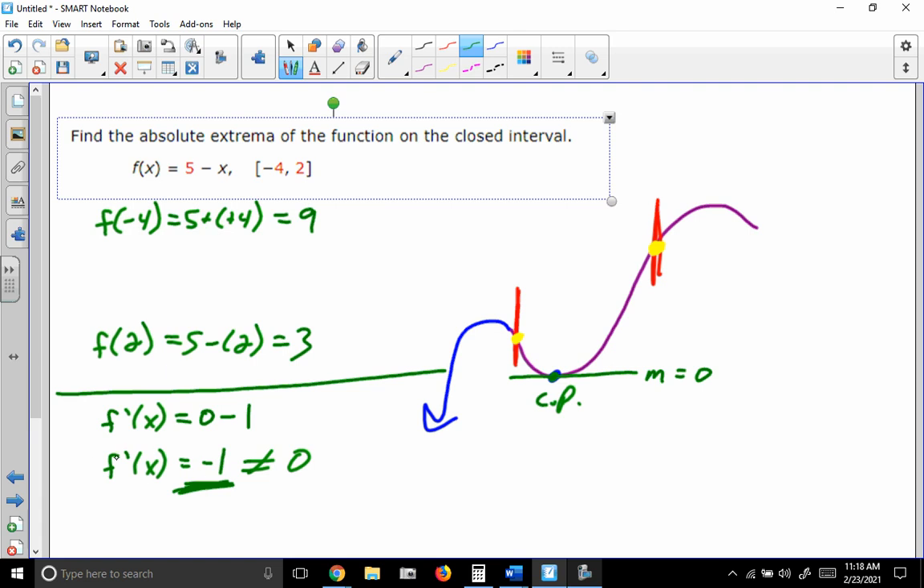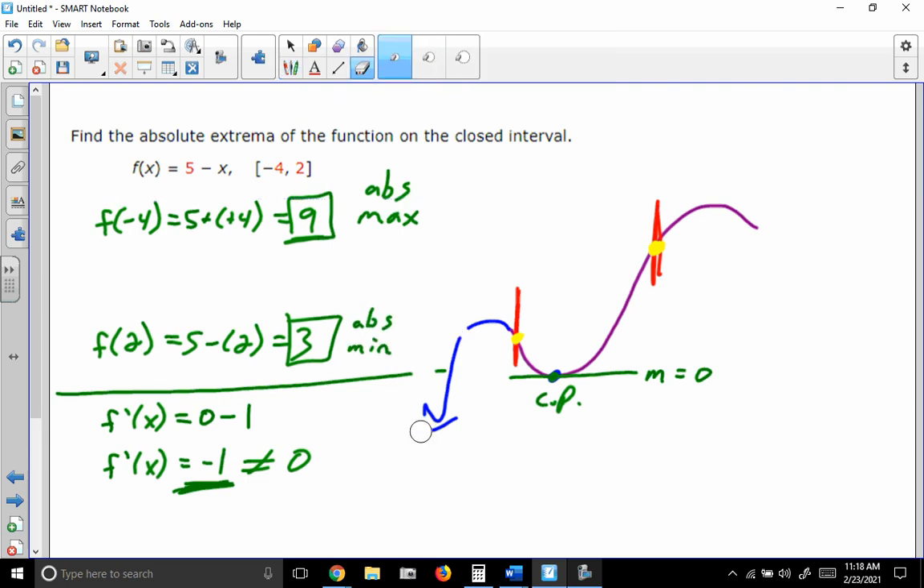So since we have no critical point, our extrema is going to occur on the edges. So the left edge, our y value is 9. The right edge, our y value is 3. Which of those is the largest? Well, this one. So that's our absolute maximum value on the interval. This one is the smallest, so that's the absolute minimum value on our interval.